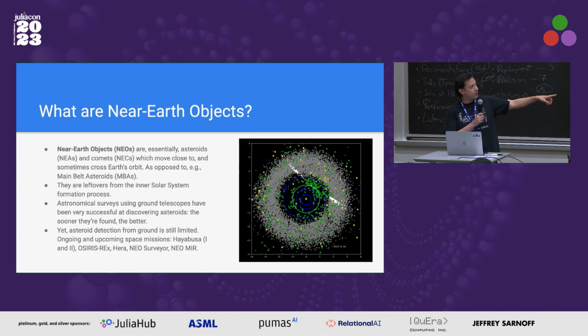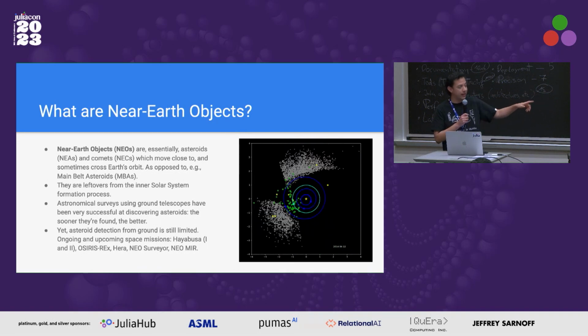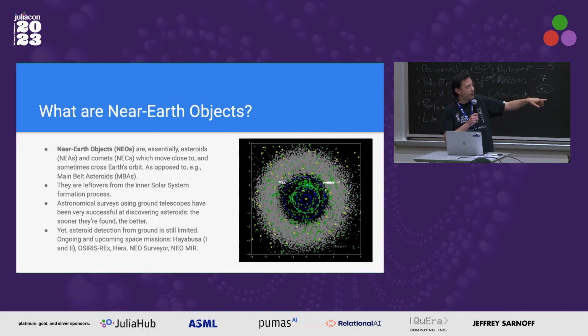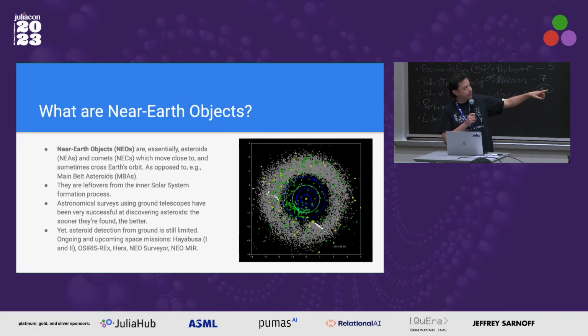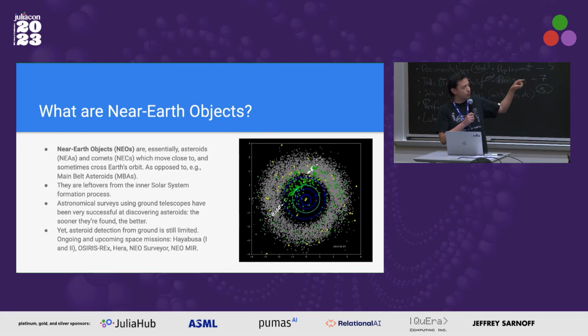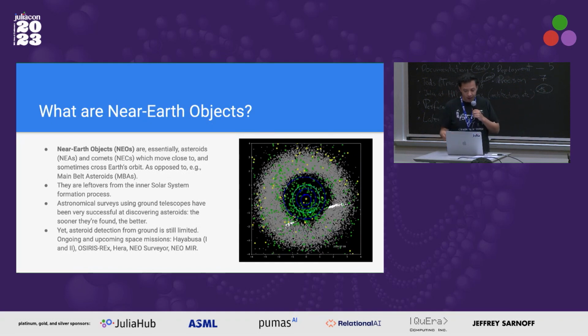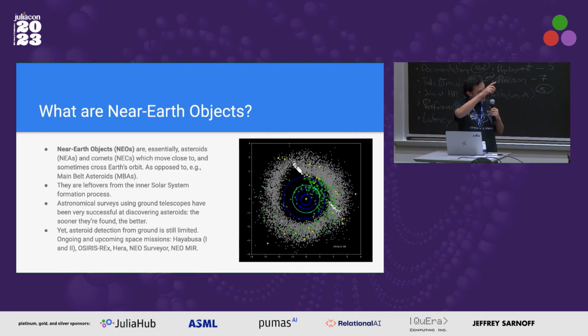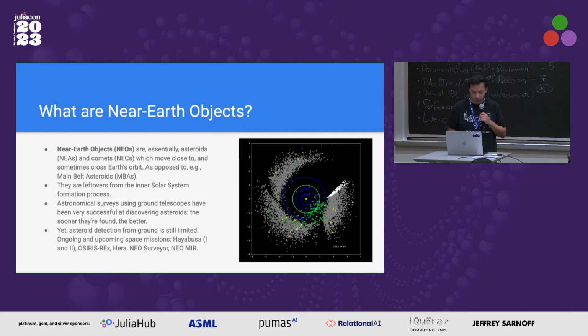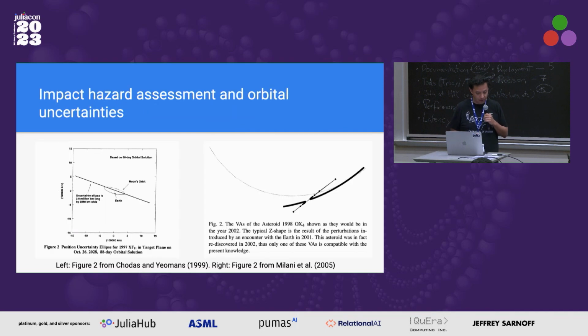What I'm showing there is an animation from the NEOs data. What you see in gray is just main belt asteroids discovered by that mission, and the dots in green are near-Earth asteroids. Those are the asteroids that are either completely inside the Earth's orbit, or can also cross the Earth's orbit and eventually impact it.